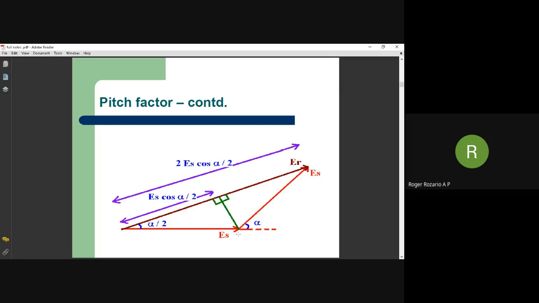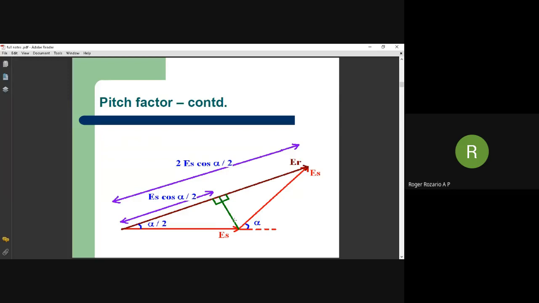So this distance is ES. So ES projected horizontally gives ES cos alpha by 2. Adjacent side by hypotenuse. Your adjacent side is this side, ES cos alpha by 2. Is it clear? Adjacent side by hypotenuse. So half of the distance is ES cos alpha by 2, but we need the resultant ER. So it is twice ES cos alpha by 2.